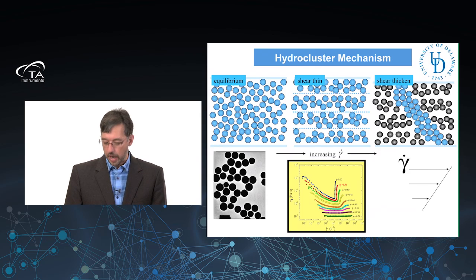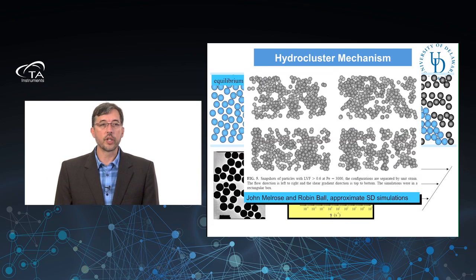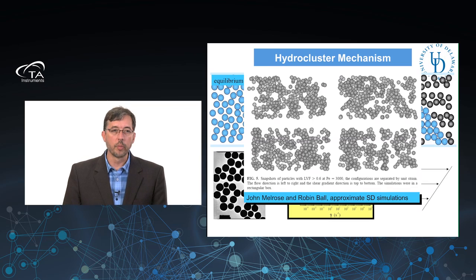Okay, so what about this hydrocluster mechanism and the formation? Well, there's evidence from simulations. Here are some snapshots taken from the Cambridge group of John Melrose and Robin Ball. A number of years ago, they did some Stokesian dynamics-like simulations, and they just plotted out from their simulation box the particles that are involved in these high-stress events. And each one of these plots from the upper left to the lower right is essentially one strain unit apart.